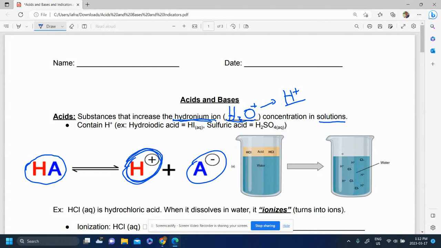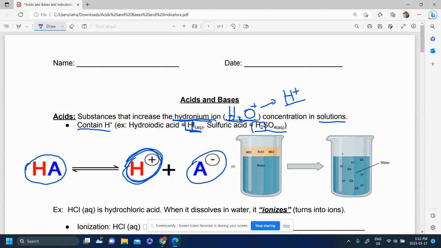So if a substance, when you put it in water, increases the H+ in the water, then it's considered an acid. So generally speaking, if a substance contains H+, then you know you're dealing with an acid. For example, hydroiodic acid is HI(aq). Sulfuric acid is H2SO4. We have the H+ here. We have the H+ over here, okay?